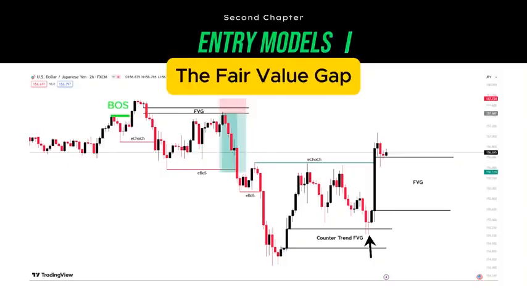We signaled it as a counter trend fair value gap. Trading against the trend is really difficult. We did not take this trade. Even if the setup has worked, there are countless more opportunities to take in the future. Be responsible, and avoid taking unwanted risks.